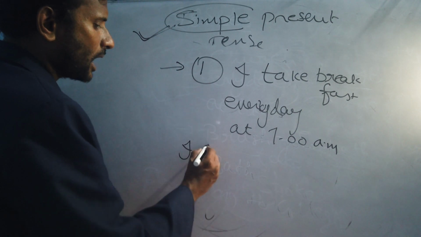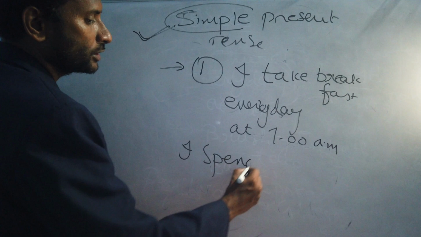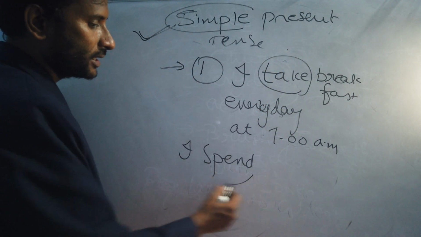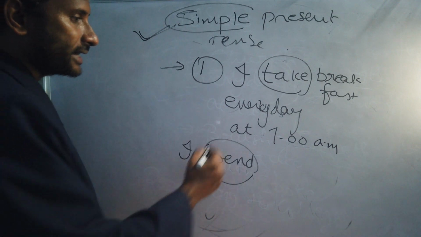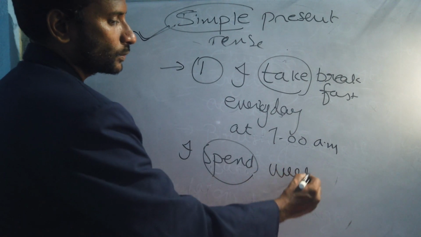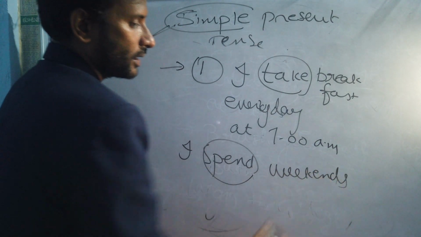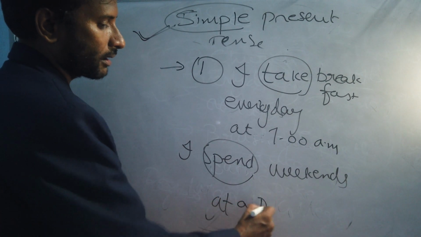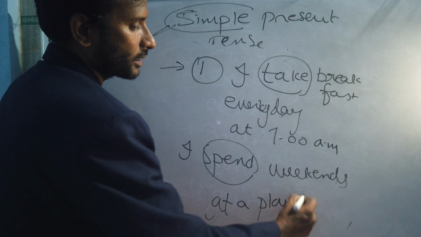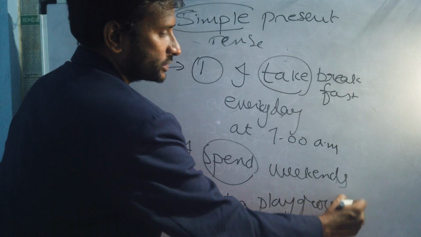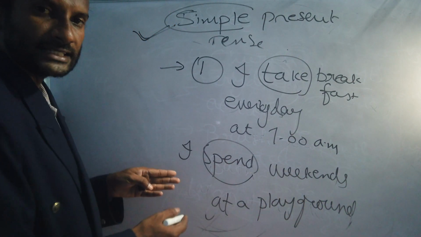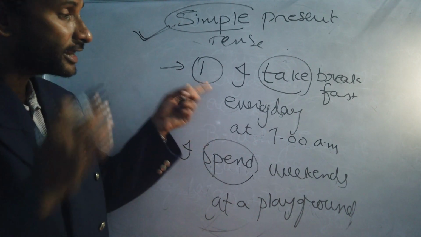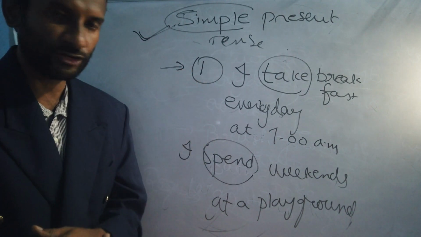I spend. You remember this is V1. Take, took, taken. Spend, spent, spent. I spend weekends. Weekends where? I spend weekends at a playground. At a playground. Now see, these are all very regular examples. Regularly you do this action. This one, everyday examples. Okay, you do this every day.